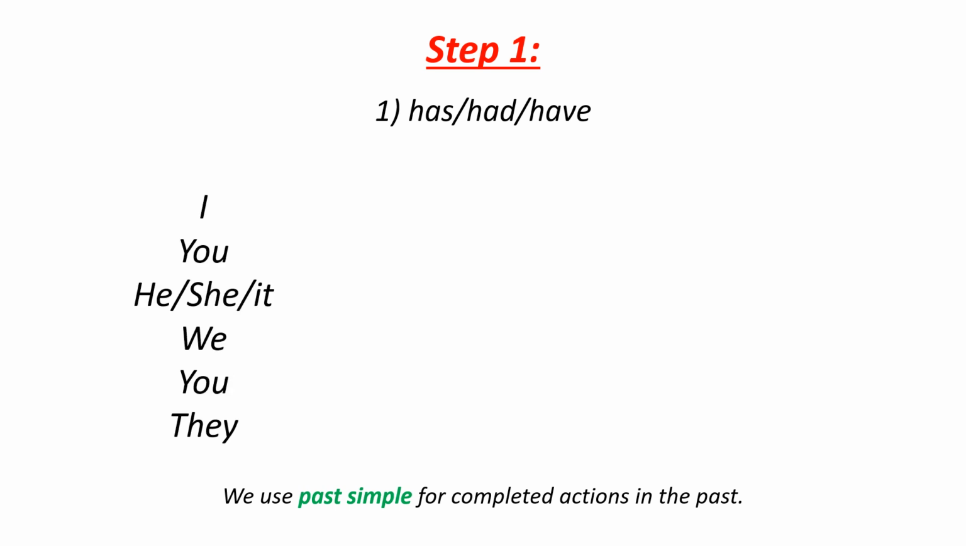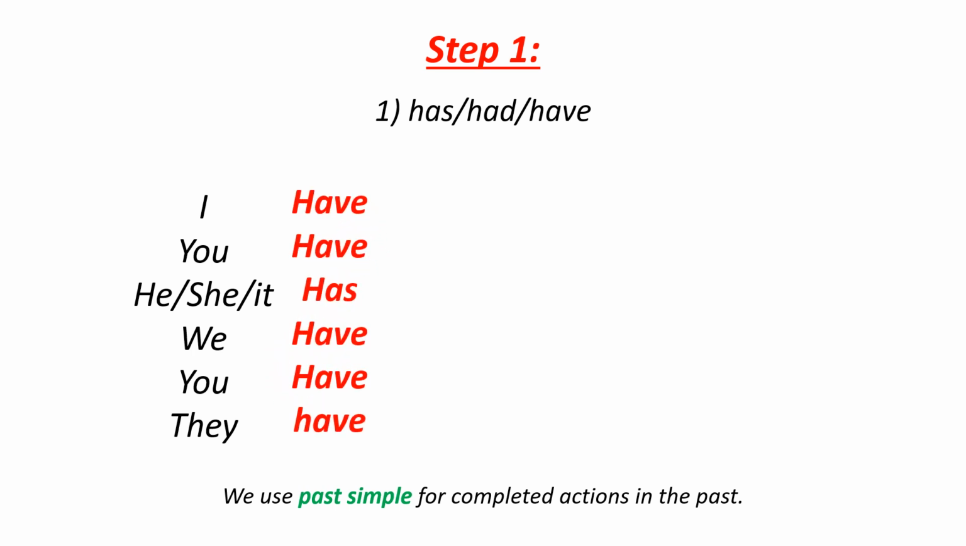We must have the subject pronouns: I, you, he, she, it, we, you, they. And it can also be words or names like John, like the cat, like Carla, etc. Then we add have or has. So we say I have, you have, he, she, it has, not have. We have, you have, they have.